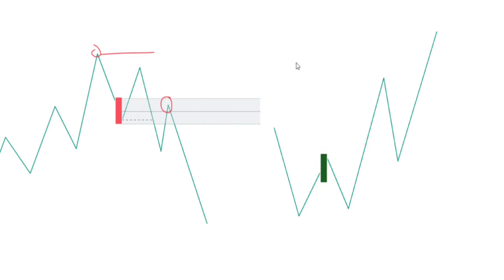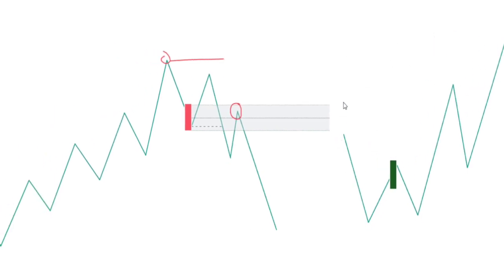Please get this correctly. Now there is a very important lesson here. In a mitigation block, this point is always lower than this one. I am saying this because by the time I begin to explain a breaker block, you will have to pay attention to this. The right hand side of our M formation, or our W, is always lower than the left hand side. Look at this, it's lower than here. So this is how a mitigation block forms.